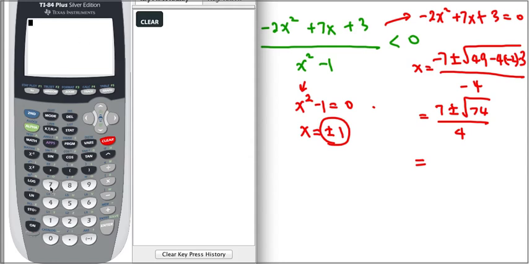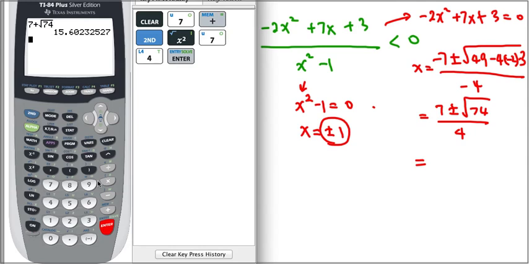So here we get 7 plus, for example, square root of 74 and divided by 4, 3.9-ish. So one answer is 3.9-ish.